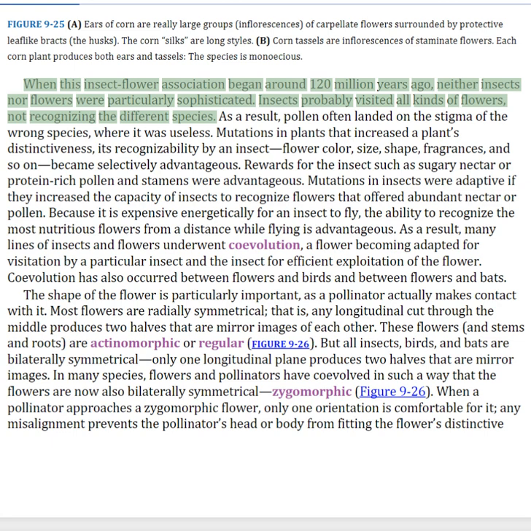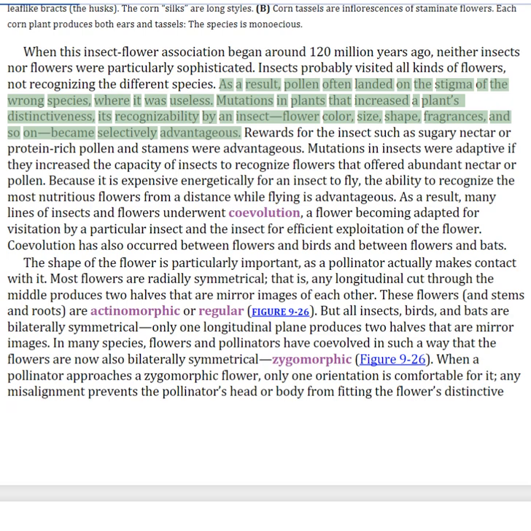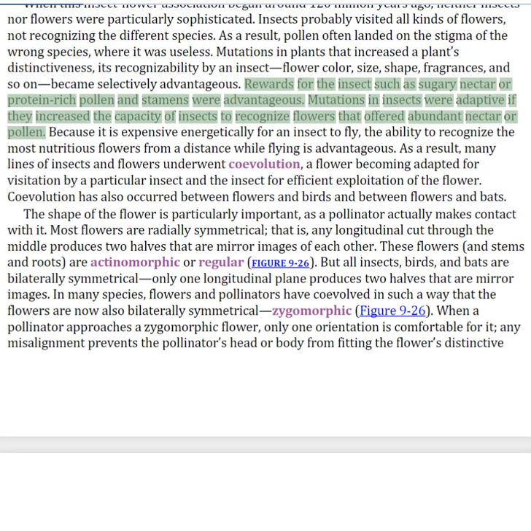sophisticated. Insects probably visited all kinds of flowers, not recognizing the different species. As a result, pollen often landed on the stigma of the wrong species, where it was useless. Mutations in plants that increased a plant's distinctiveness, its recognizability by an insect, such as flower color, size, shape, fragrances, and so on, became selectively advantageous. Rewards for the insect such as sugary nectar or protein-rich pollen and stamens were advantageous. Mutations in insects were adaptive if they increased the capacity of insects to recognize flowers that offered abundant nectar or pollen.